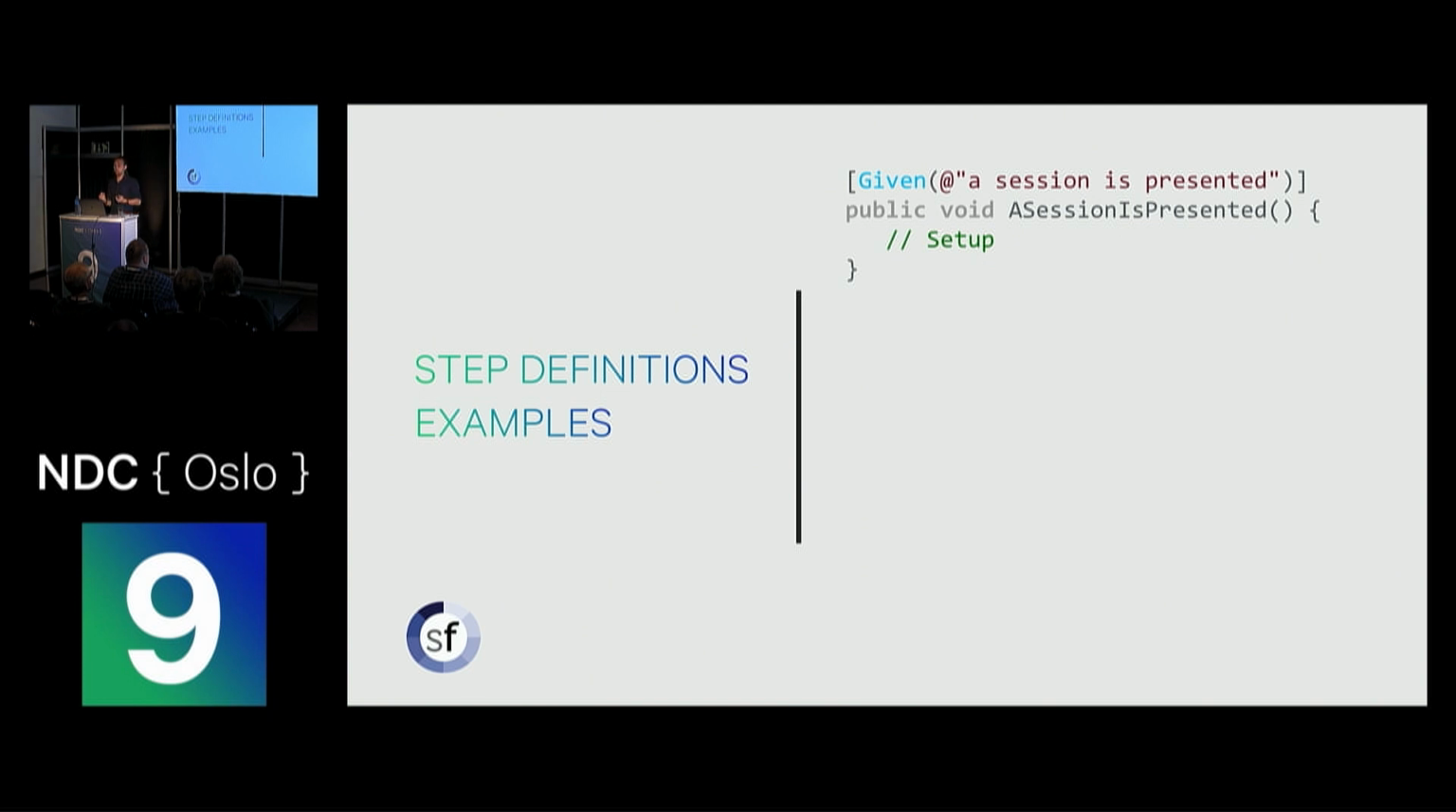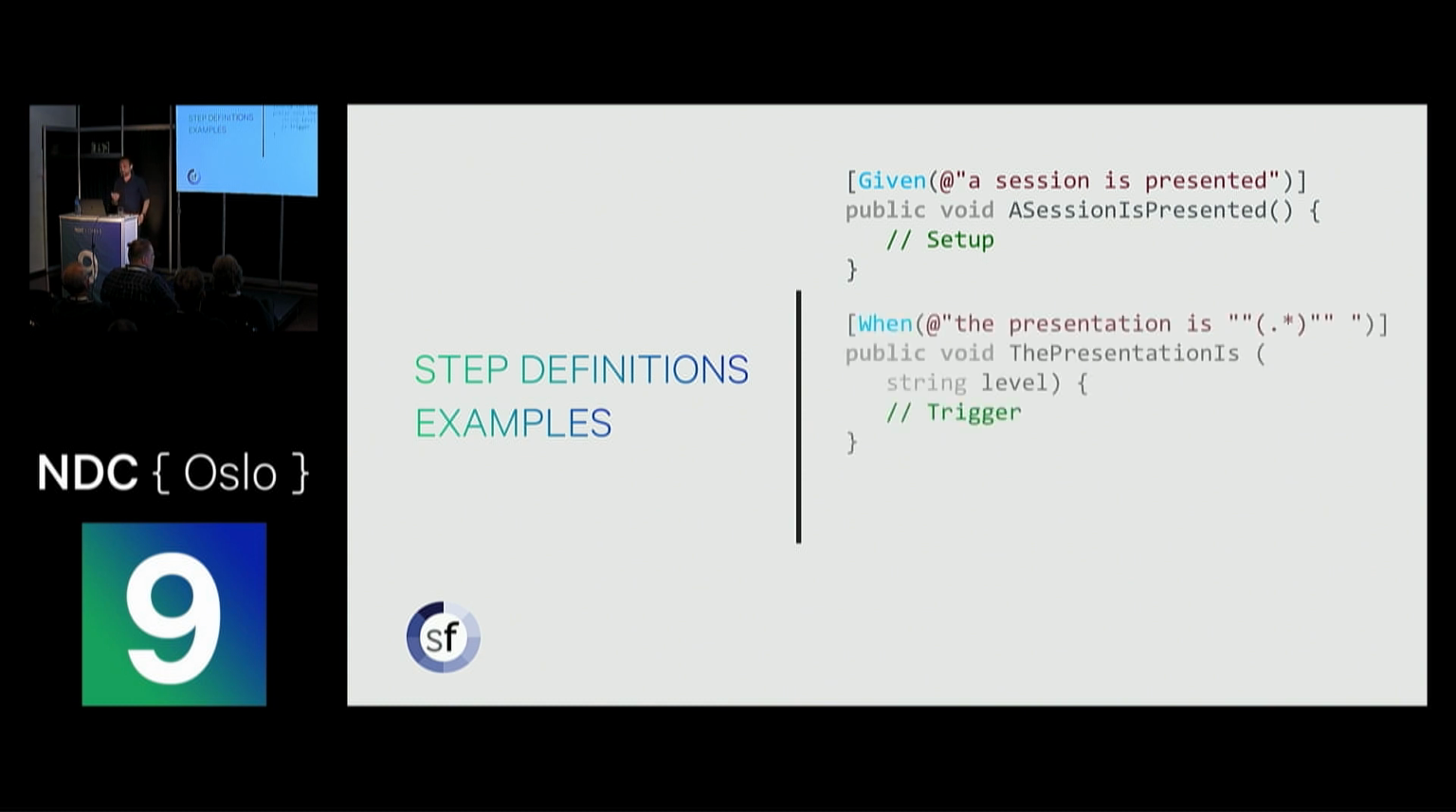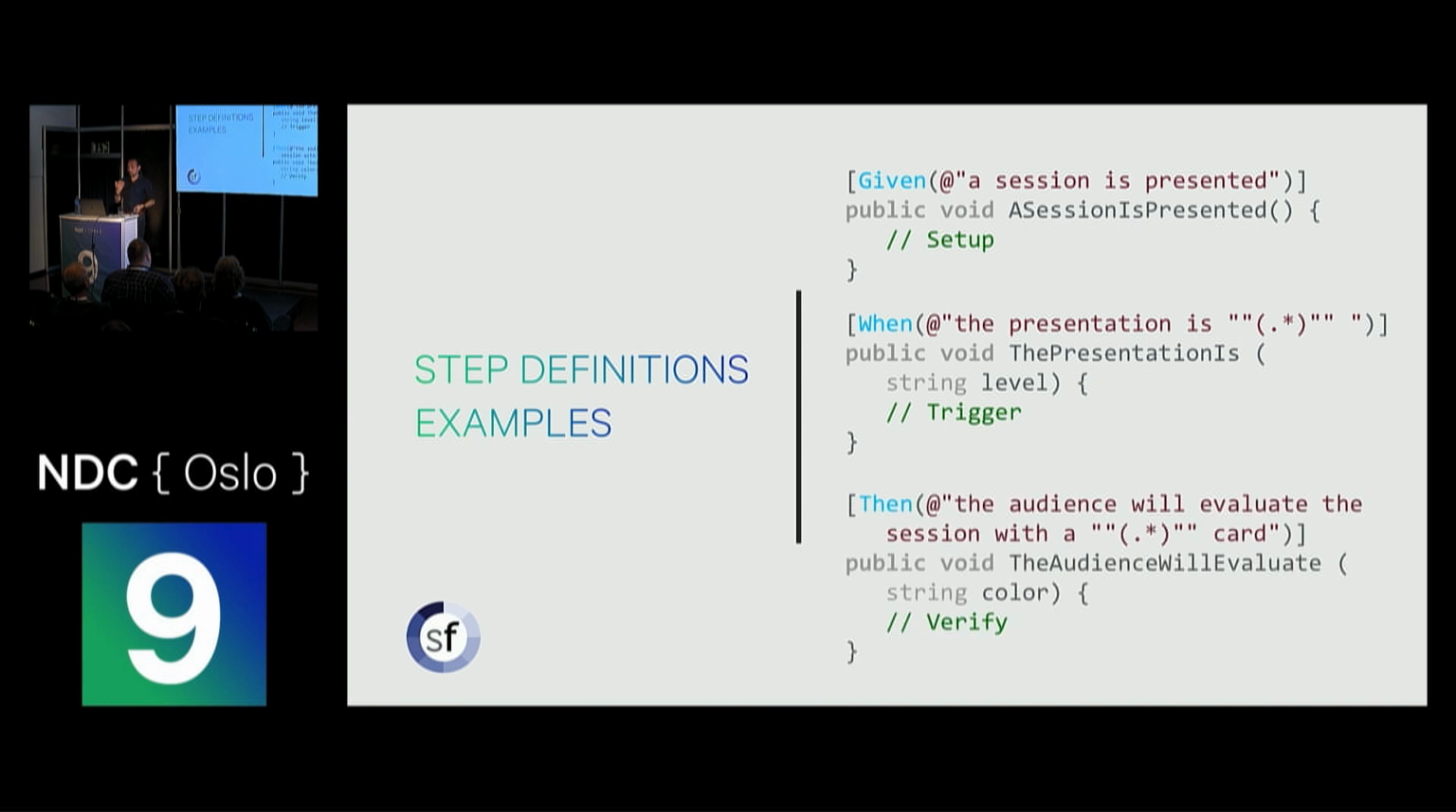But what about these examples? Because we saw the levels, they can change, they can modify. It was the little table with green and OK and yellow and meh and everything. It's really simple as well. Over here, we see the when step. When the presentation is something, it will be passed on as a parameter inside of your function. And with that, you can run a certain scenario a couple of times with all those different examples that you could see. And the same obviously counts for the verify step. Then the audience will evaluate with a certain color.